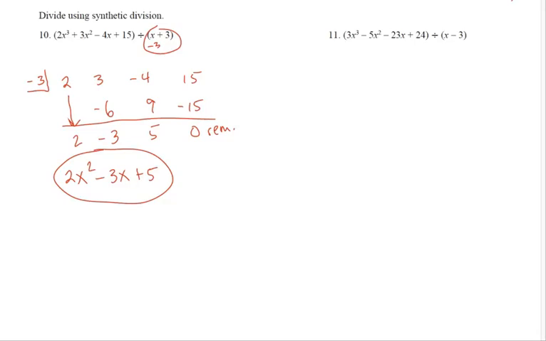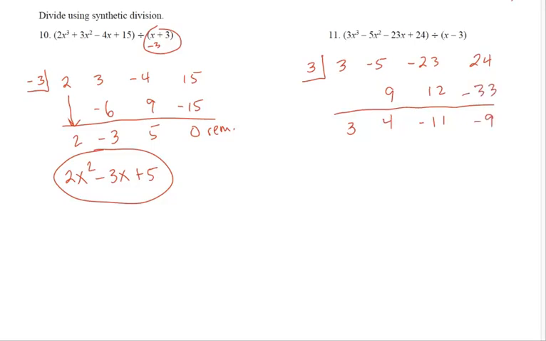Number 11, this time we're going to put +3 in the house. And so we have 3, -5, -23, +24. Didn't skip any. 3, 2, 1 constant, so we're good. Bring down that first number and then begin. 3 times 3 is 9. -5 plus 9 is 4. 4 times 3 is 12. -23 plus 12 is -11. -11 times 3 is -33. And when you add these together, you get -9.